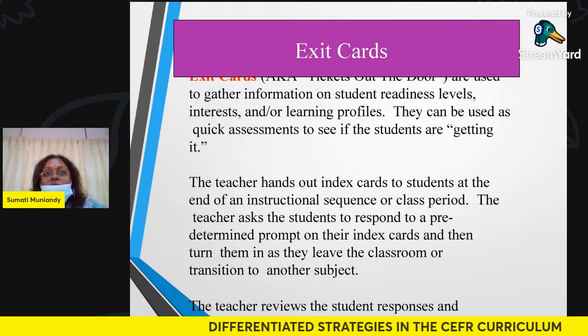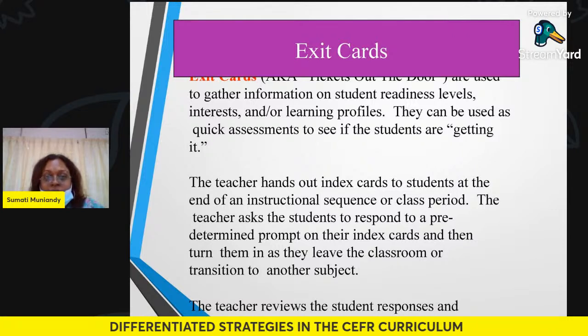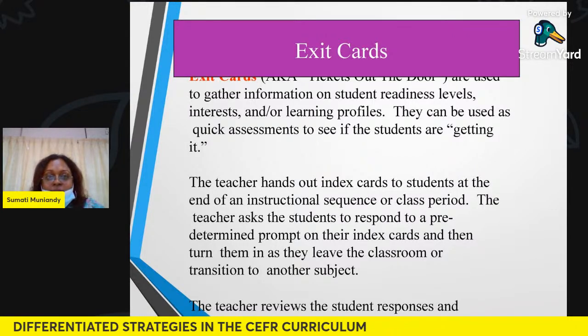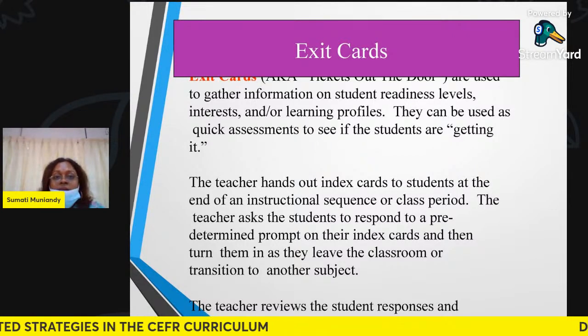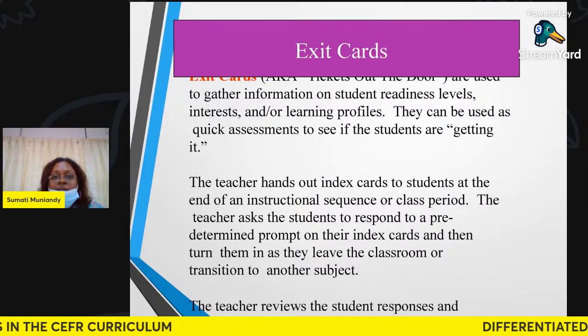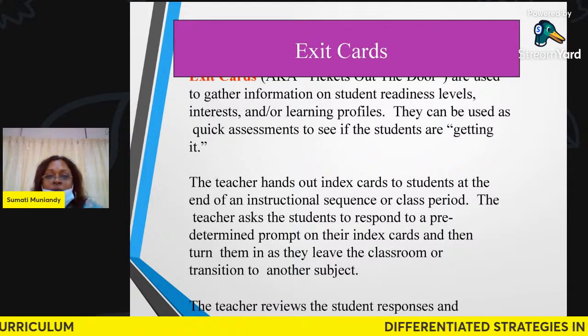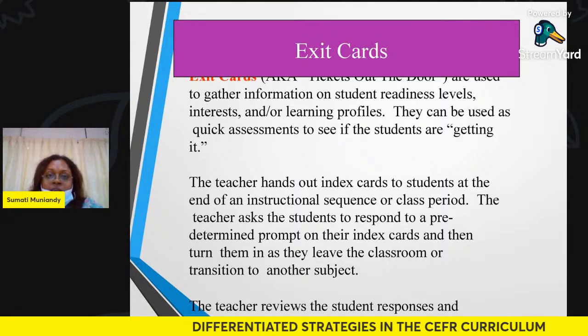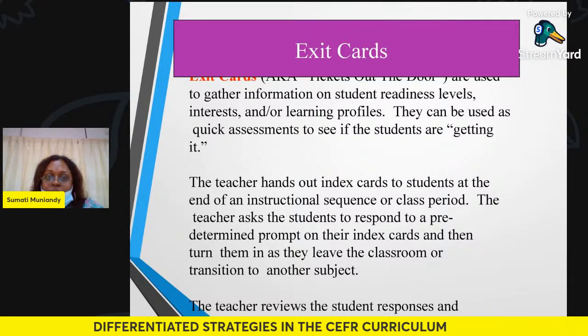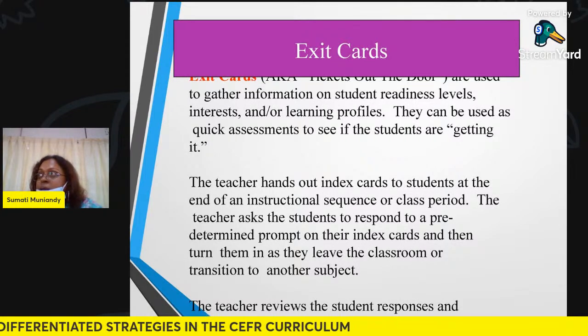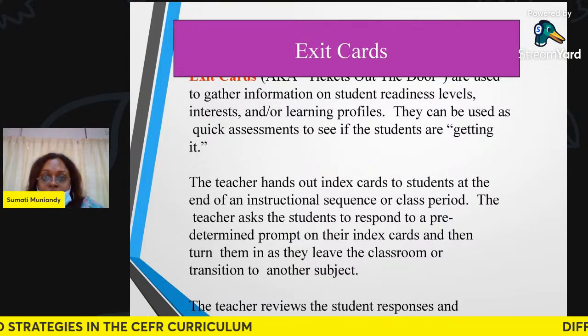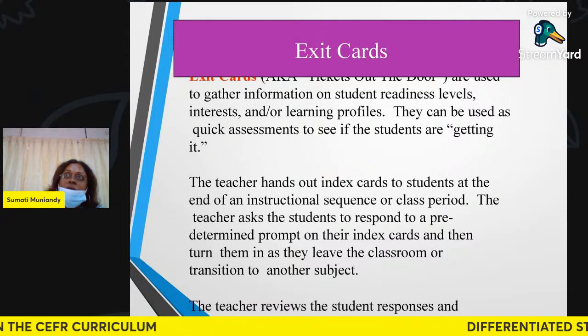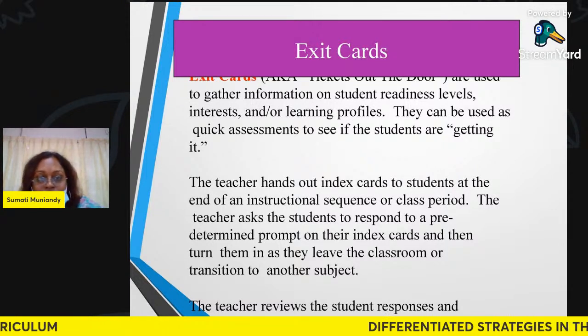Exit card. This is one tool of formative assessment. All right, you can test, to gather information on students' readiness level, interest, and learning profile. They can be used as a quick assessment to see if the students are getting it. This is a very useful formative assessment that you can also use as a type of differentiated strategy.